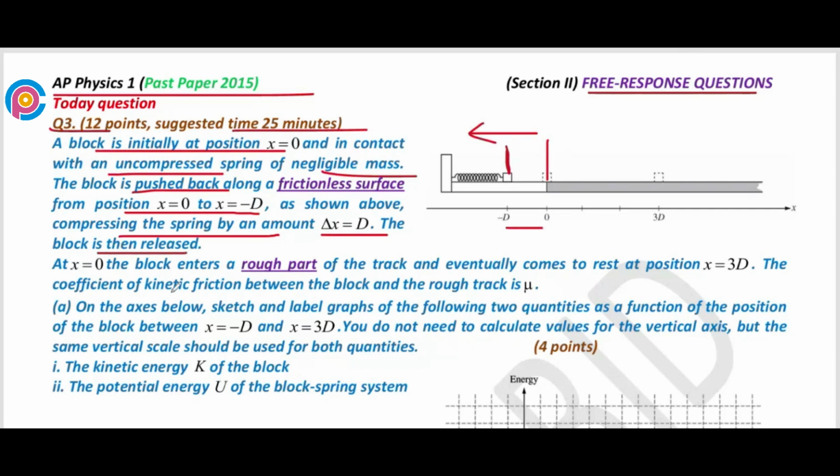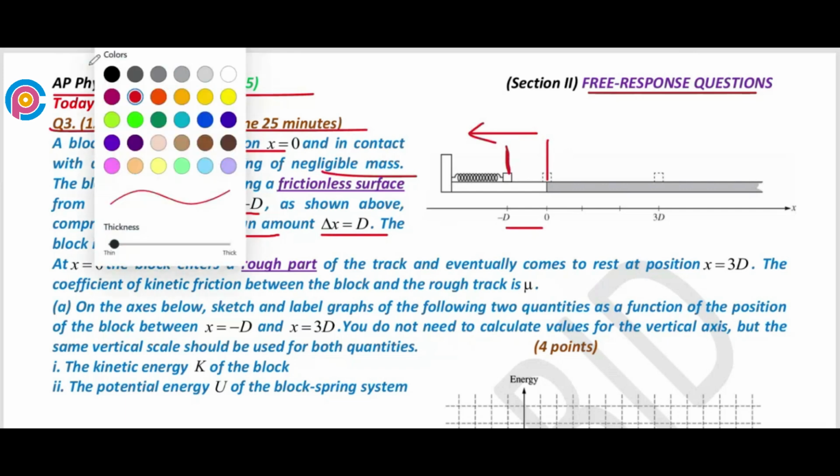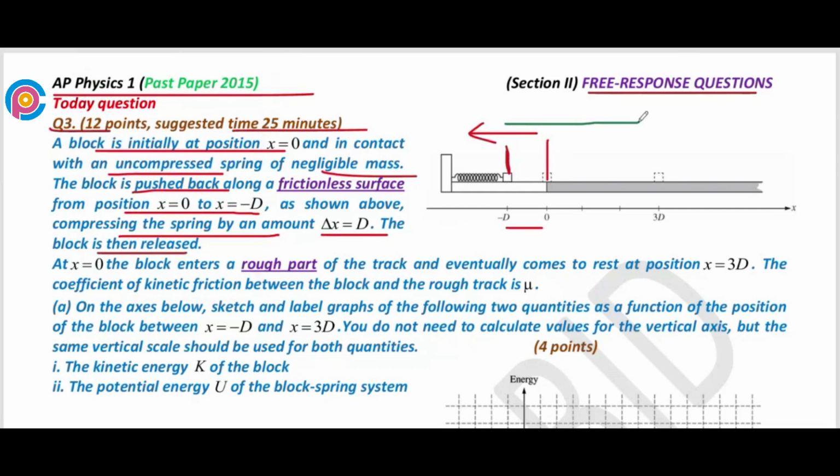The block is then released. Now the block will move from this position to this position. At x0 the block enters the rough part, the position indicated here as the rough part, and eventually comes to rest. At that point the block comes to rest at x equal to 3D.